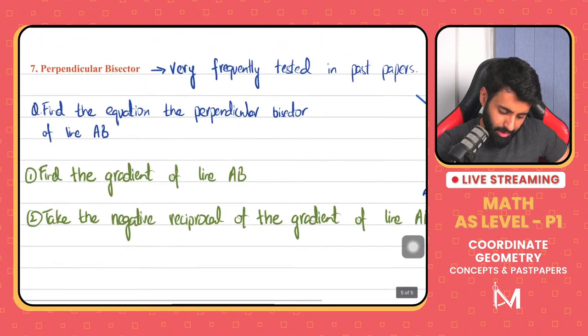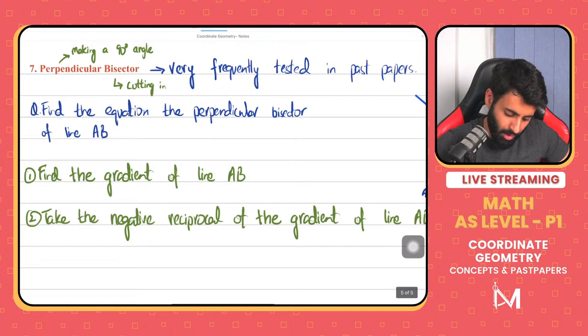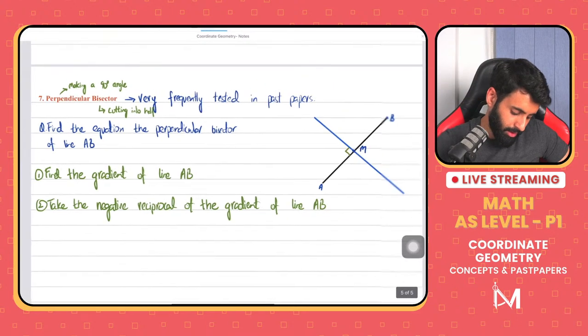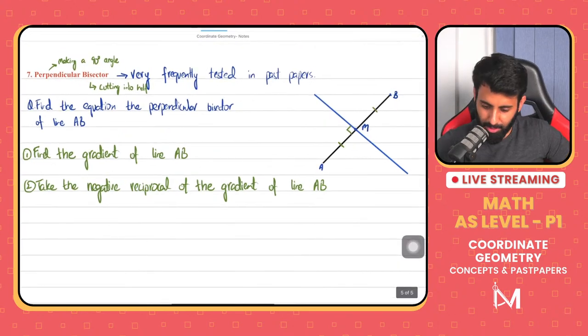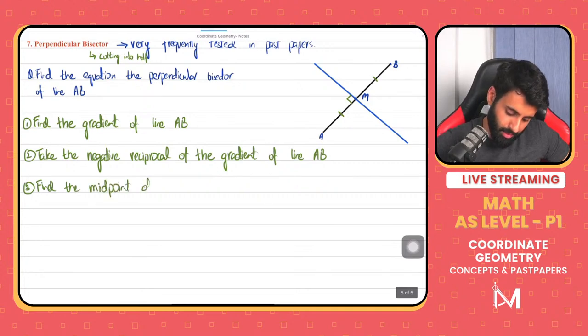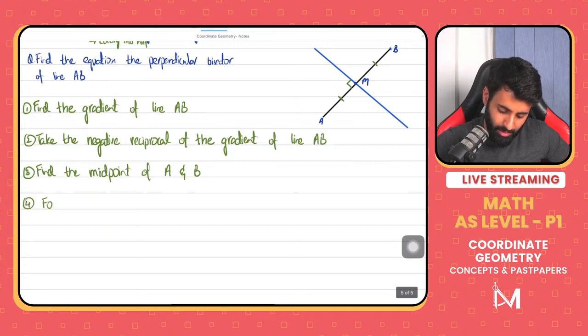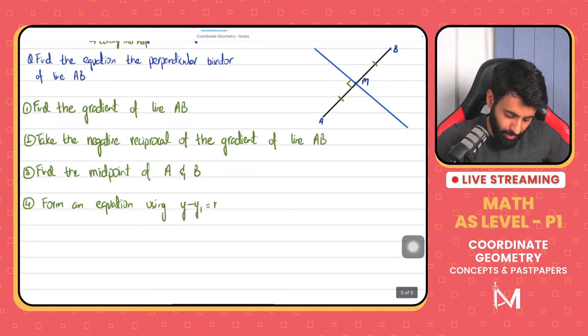Now, if you try and break down the word perpendicular bisector, perpendicular means what? Perpendicular basically means making a 90 degree angle. Okay, that's what perpendicular means. Bisecting means what? Bisecting means cutting into half. That is what the word bisect means. Okay, which is why the perpendicular bisector always passes through the midpoint. Okay, and that brings us to the third step, which is that you find the midpoint of A and B. Then comes the fourth and the final step, which is that you form an equation using y minus y1 equal to m x minus x1.